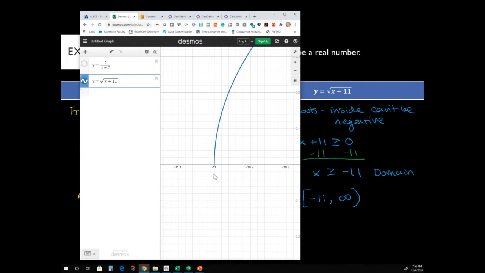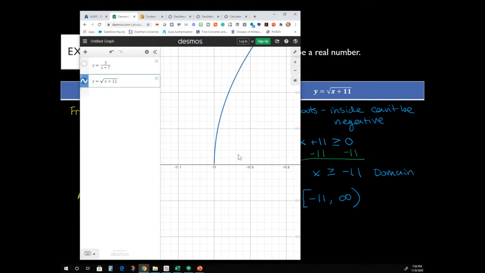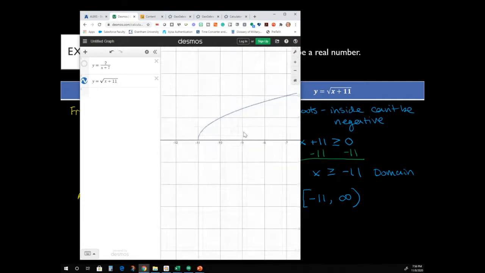So this is called an x-intercept. And you could have things with more than one x-intercept. You can have more than one y-intercept. There's no rule that says you have to have a certain number of x or y-intercepts. They're just where they cross on the x and y axis.